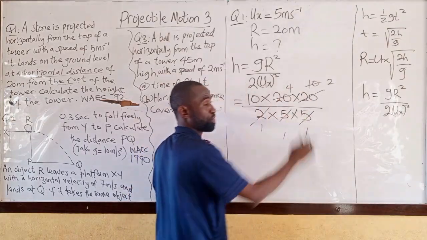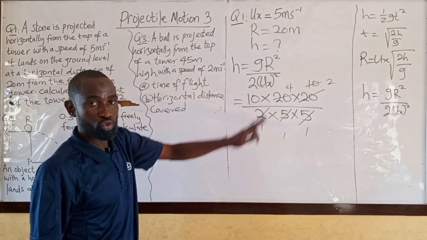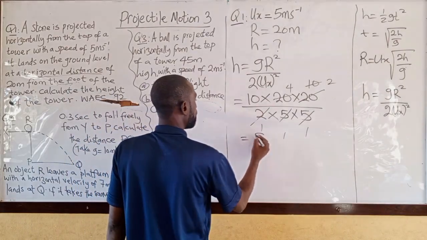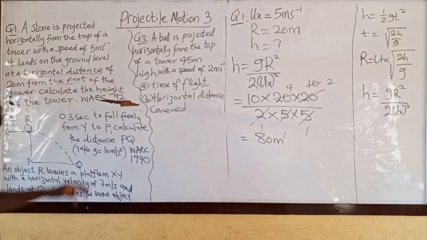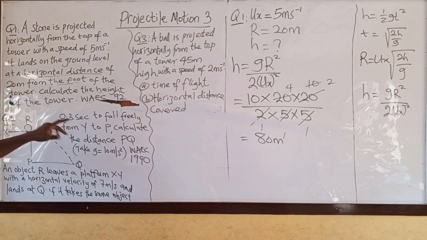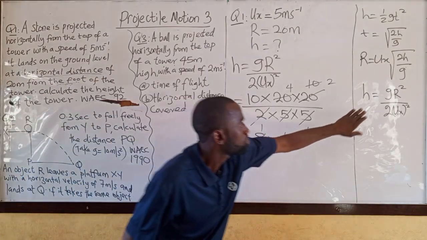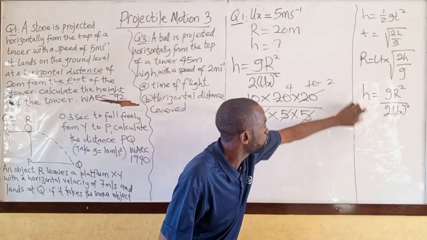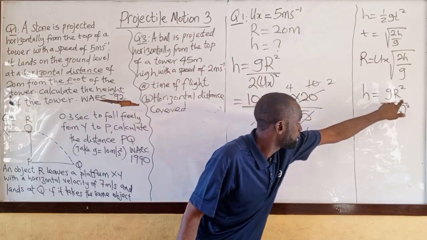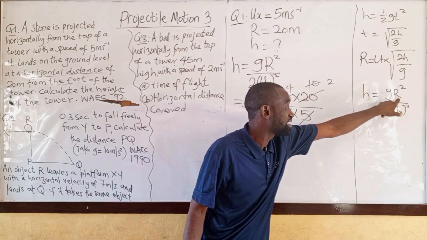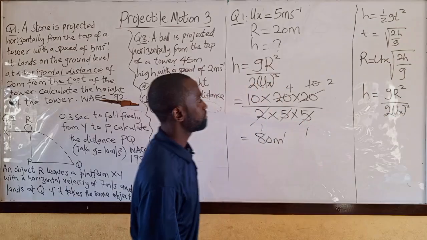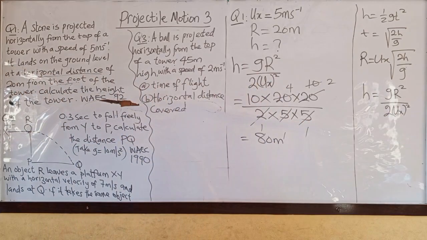10 times 4 is 40. 40 times 2 is equals to 80 meters. So the height of the tower equals 80 meters, using this formula, the relationship between h and r. Question number 1, gone. Then question 2.